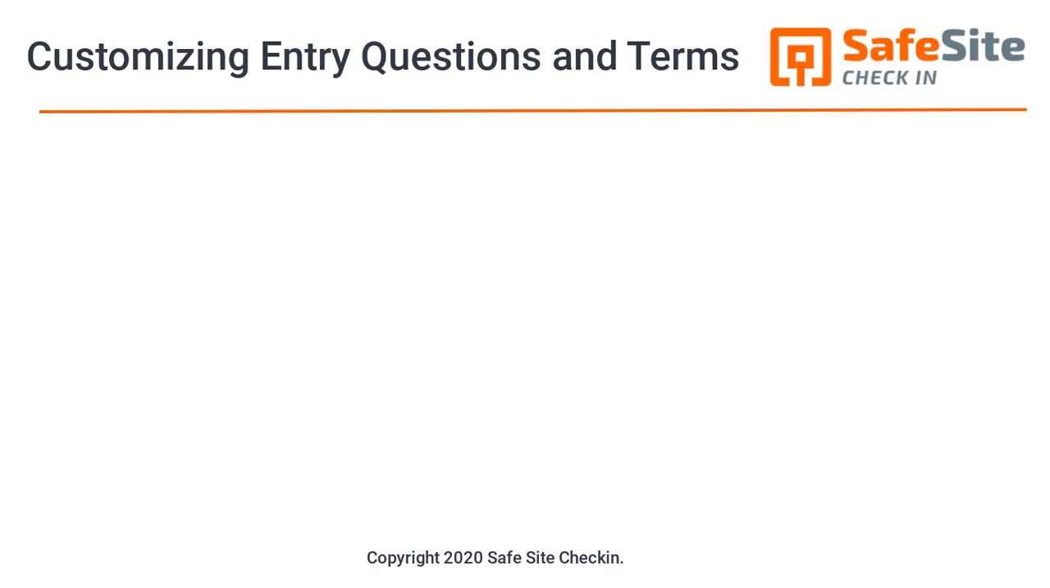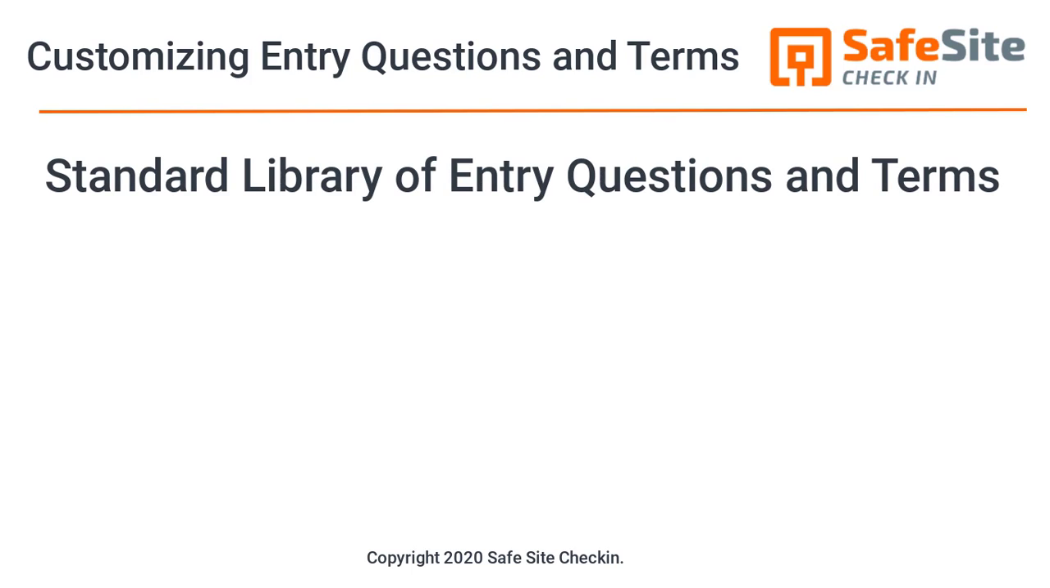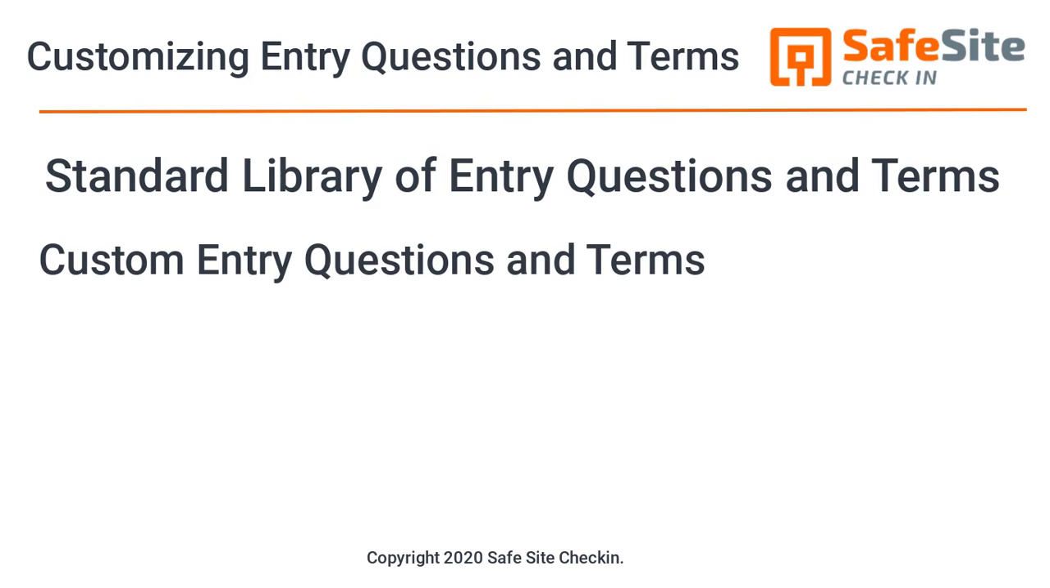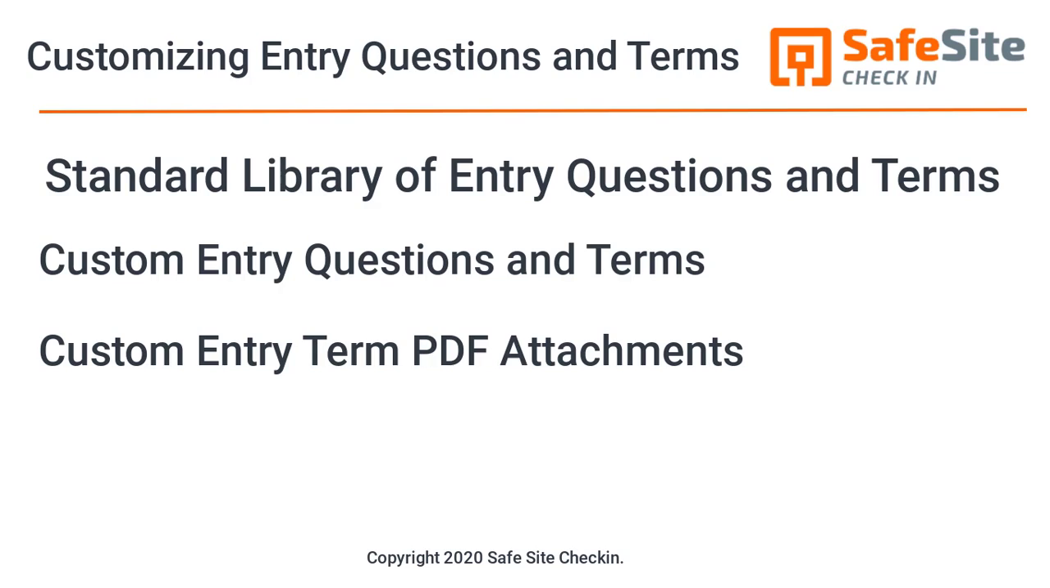Entry questions and terms are a critical part of the visitor check-in process and determine whether a visitor is granted or denied access to a site. This video covers how to enable and disable the app's standard library of entry questions and terms, add custom entry questions and terms, where you can supplement the standard library with additional questions and terms to meet your business needs, how to attach PDF documents to custom entry terms that the user must agree to before being granted access to a site, and visitor contact info that is required for every site check-in.